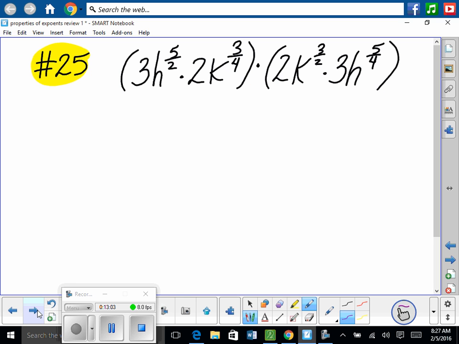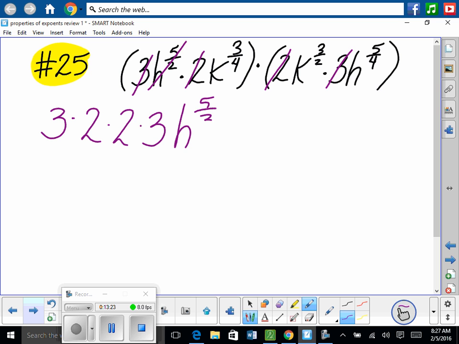Looking at this, we're just multiplying all this stuff, right? So let's just reorder it because we're just multiplying all this stuff. I'm going to put my 3 times 2 by each other, times 2, times 3. And then I have h to the 5/2. I cross them out as I go so I don't forget anything. H to the 5/4. Then I have k to the 3/4.